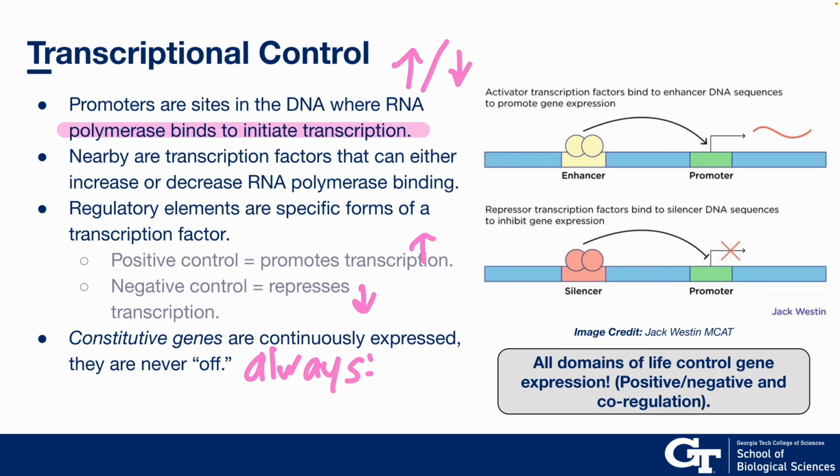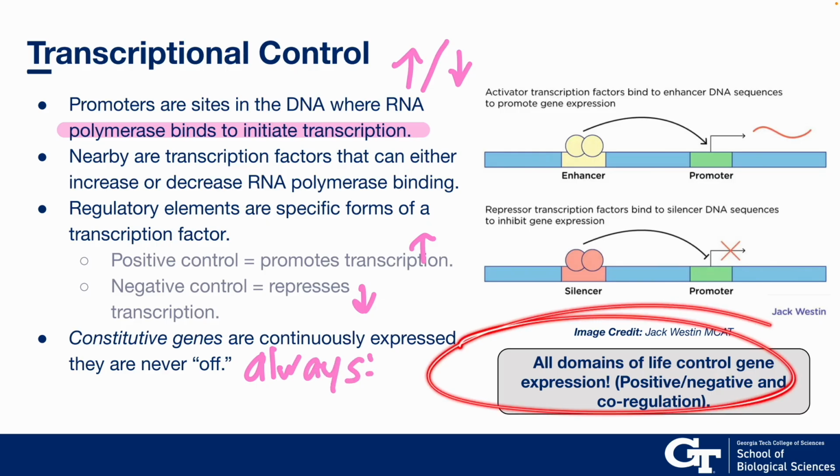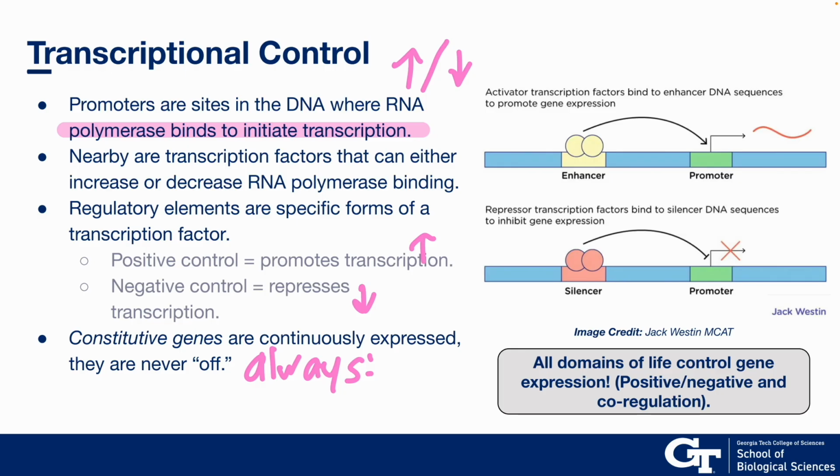The takeaway here is that all organisms are going to have some transcription factors that alter that promoter to either increase or decrease gene expression, or they're co-regulated, so regulated by multiple genes. Just again, recognize, hey, we can increase it, we can decrease it, and all organisms have some form of being able to do that.